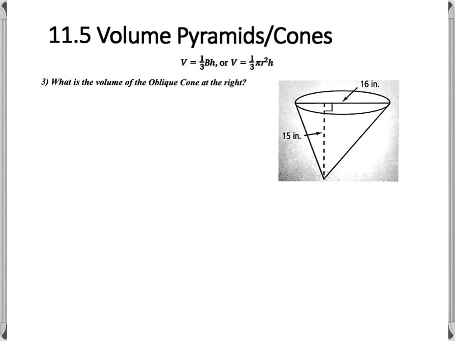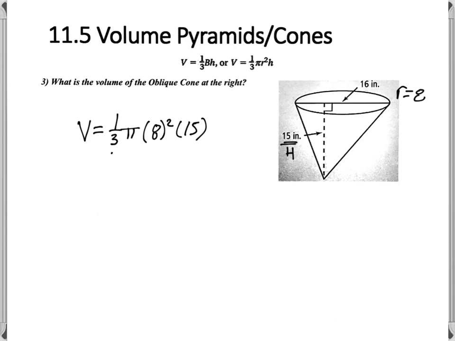What is the volume of the oblique cone at the right? So the oblique cone gives you the height is 15, and it gives you the diameter is 16, so you know that the radius is 8. So we'll set this up like our other problems. 1/3 pi times your radius squared, so 8 squared, times your height, which is 15.